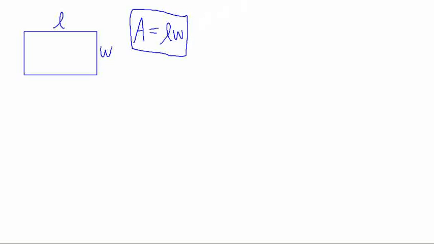Okay? Now, a square is a rectangle. Therefore, I can just use the rectangle formula. Let's say that this square has a side of length S. Sides all of length S, right? So the area of that square is length times width, or S times S, so S squared.